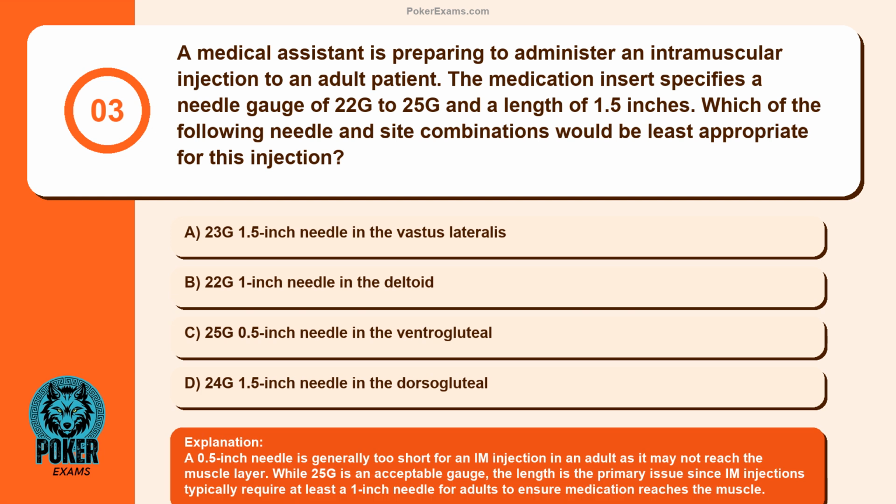A 0.5-inch needle is generally too short for an IM injection in an adult as it may not reach the muscle layer. While 25G is an acceptable gauge, the length is the primary issue since IM injections typically require at least a 1-inch needle for adults to ensure medication reaches the muscle.